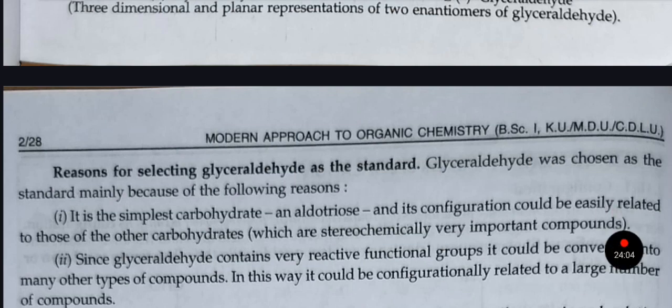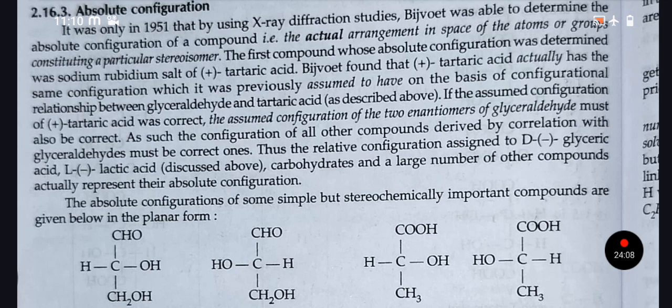Absolute configuration. It was only in 1951 that, using X-ray diffraction studies, Bijvoet was able to determine the absolute configuration of a compound, that is, the actual arrangement in space of the atoms or groups constituting a particular stereoisomer. The first compound whose absolute configuration was determined was the sodium rubidium salt of plus tartaric acid. Bijvoet found that positive tartaric acid actually has the same configuration that it was previously assumed to have, on the basis of the configurational relationship between glyceraldehyde and tartaric acid as discussed above.